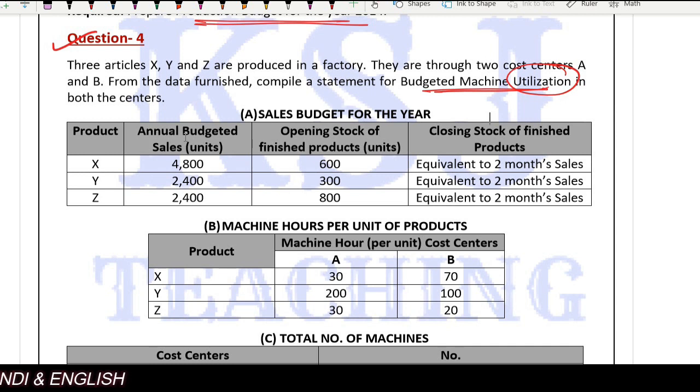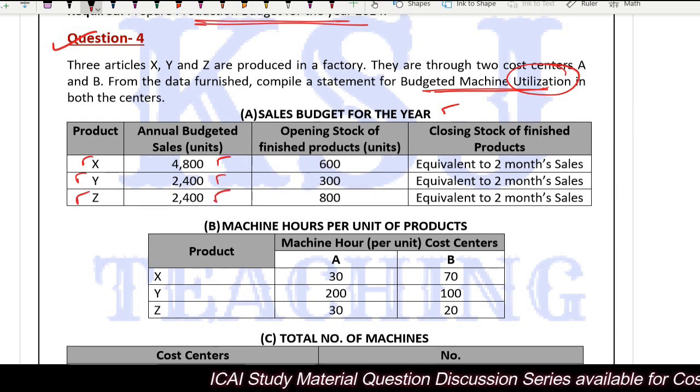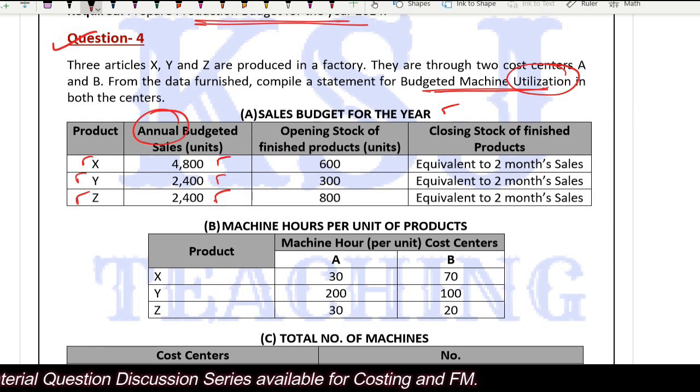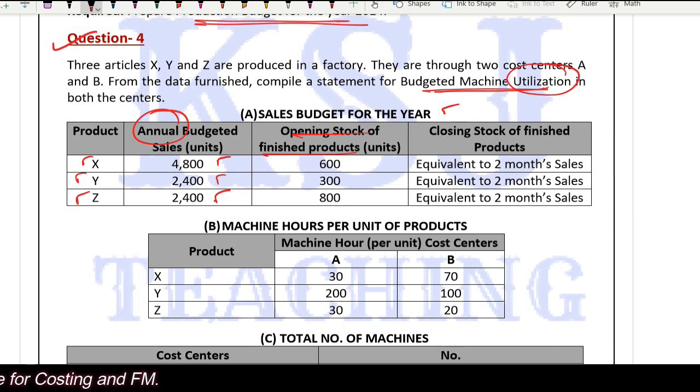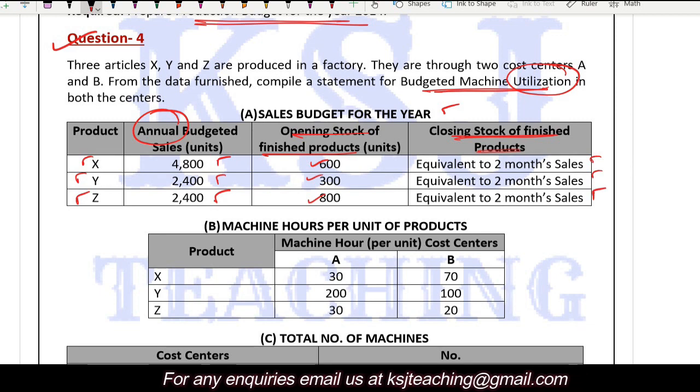Now what is given is the sales budget for the year, right? There are three products X, Y, and Z. Annual budgeted sales 4800, 2400, and 2400, right? This is what you are planning to sell in the particular year. Opening stock of the finished product is 600, 300, and 800. And the closing stock of the finished product that you want to maintain is equivalent to 2 months sale for all the three products, right?